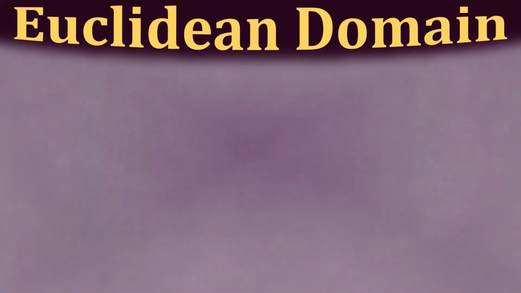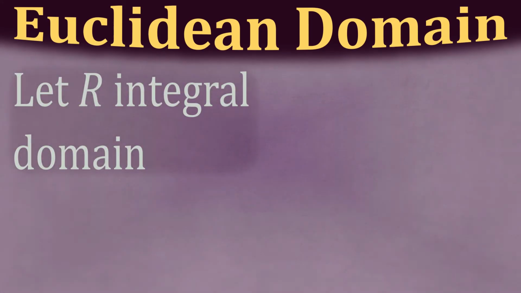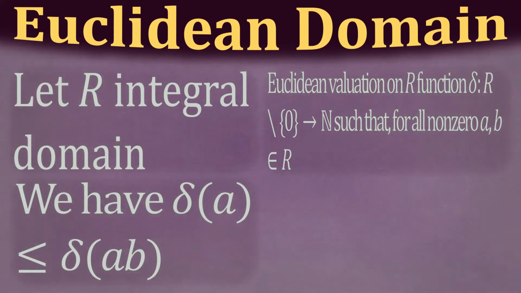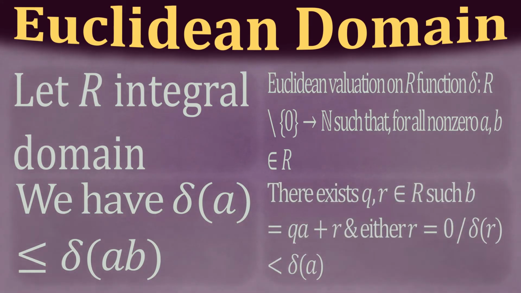Now, let's move on to defining a Euclidean domain. Let R be an integral domain. A Euclidean valuation on R is a function delta from R without 0 to the natural numbers, such that for all non-zero A, B in R, first, delta of A is less than or equal to delta of AB, and second, there exist Q and R in R such that B is equal to QA plus R, and either R is equal to 0 or delta R is less than delta A.